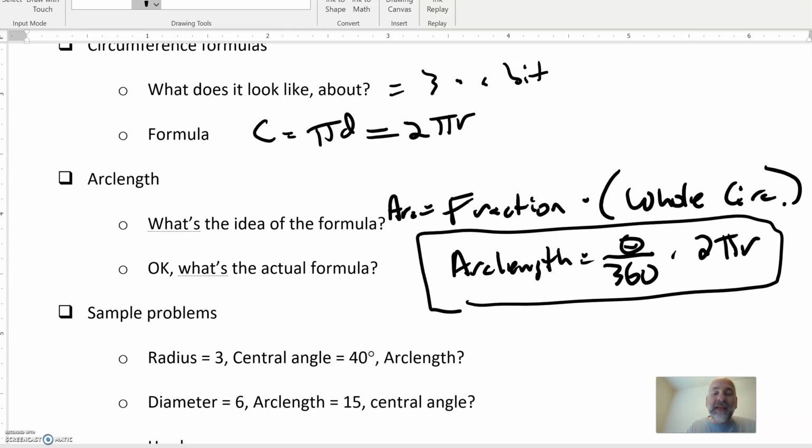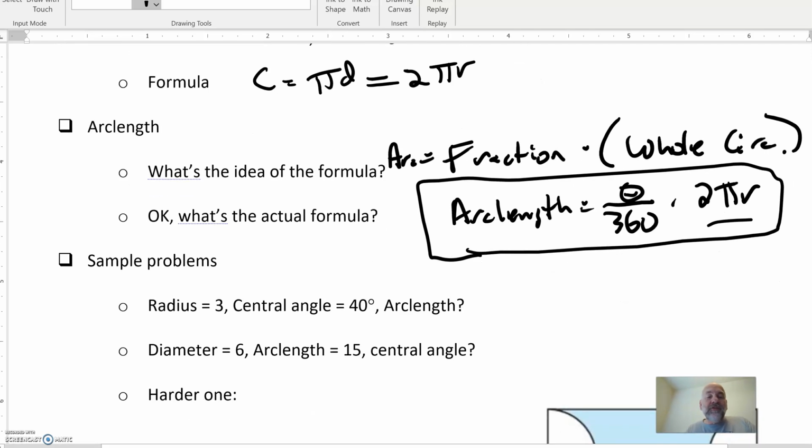If you know the 2 pi r part of it, then it's a formula that's not that weird, if you understand it. It's not just like memorize this thing. It's like, oh, okay, it's just a fraction of the whole thing. Okay, I got that. You just would have to know the 2 pi r part of it. So now we can go to the second one.